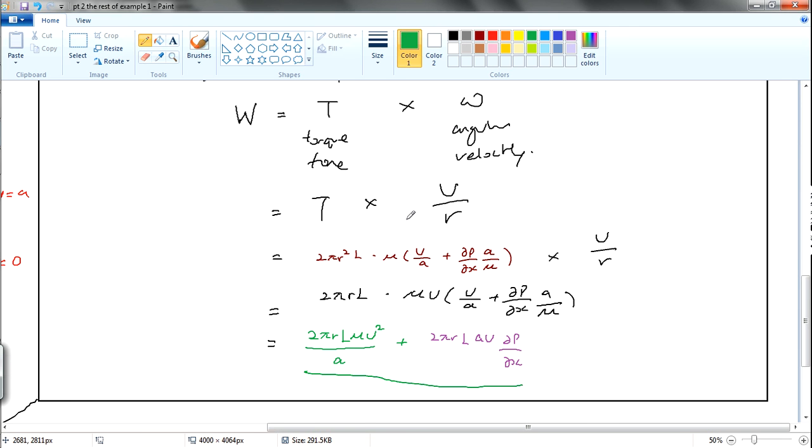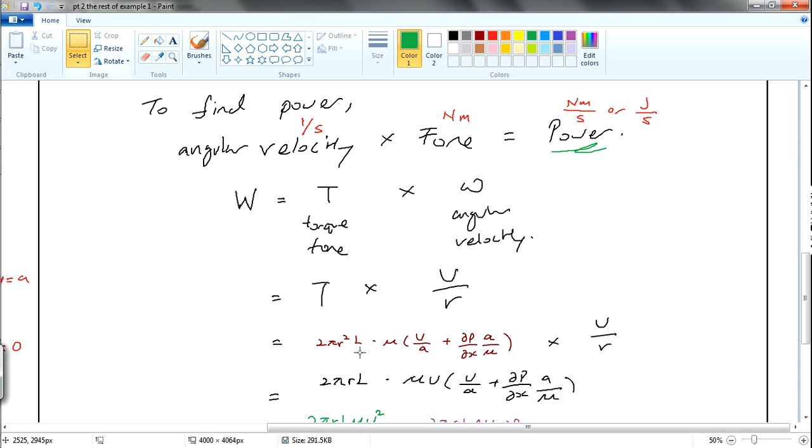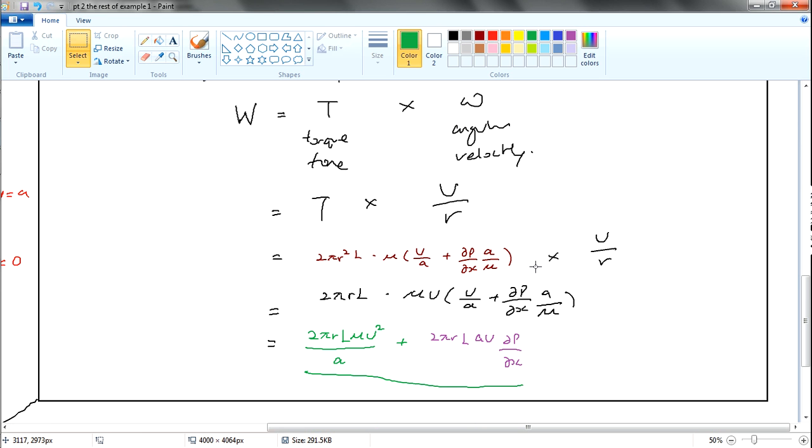And how do we get this equation? We just sub in the torque. This is the torque, and this is the UR. So what I do is bring this U over here. This is why U is over here, and then R cancels away this R squared, right? When you leave R squared divided by R, you have R.